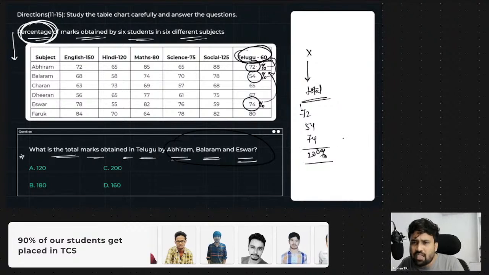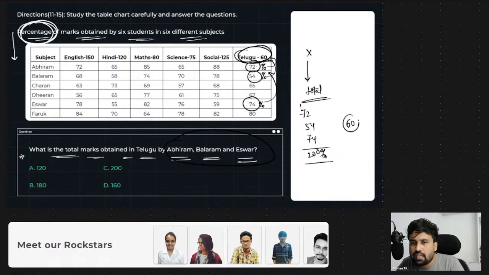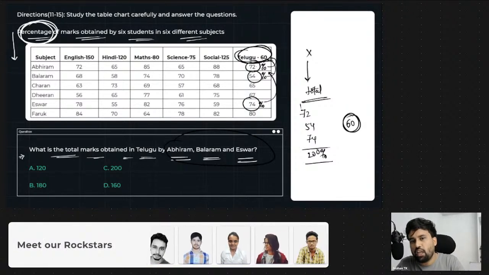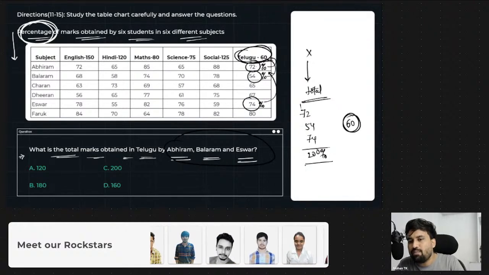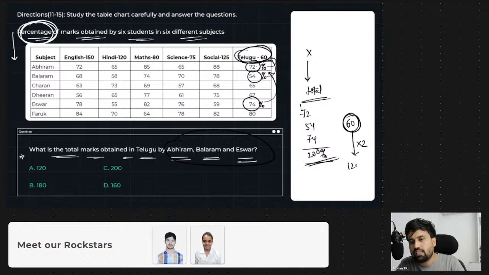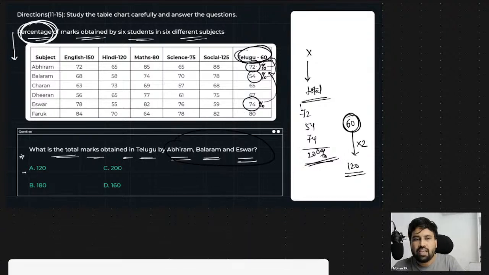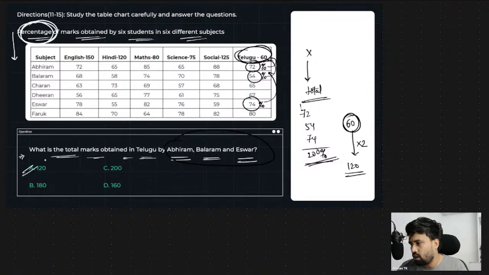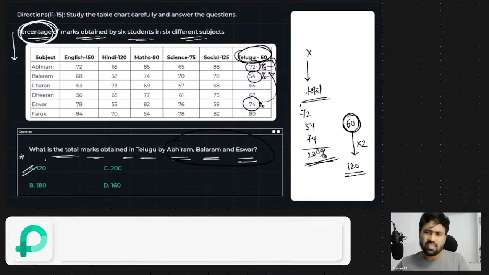So 100% marks is always full marks. That is 60 marks for Telugu. And 200% marks is nothing but, can I say, double of it? So the answer is 120. So option A is correct. See how simply we can do it. So this is how you can do these problems, guys, easily.